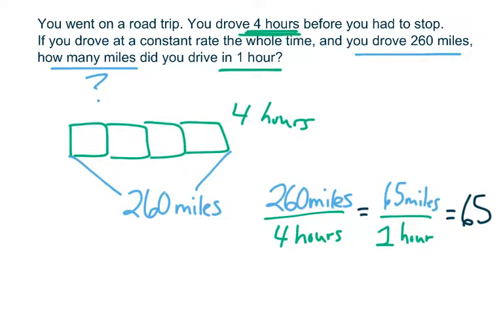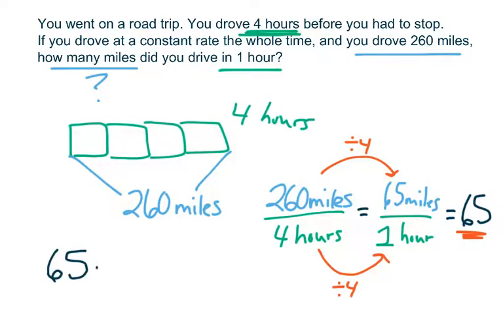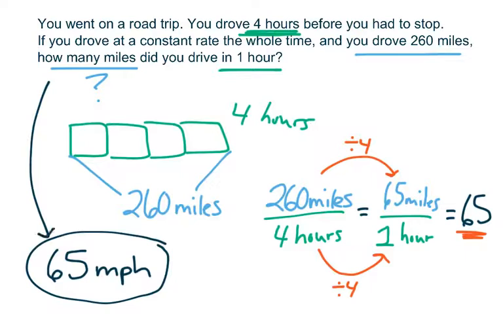So another way we could show it is we've done equivalent fractions where we divide the denominator and the numerator by the same number. So that's what we did here to get our simplified fraction. And now, when we simplify that fraction, 65 divided by 1 hour would be 65. And when we label that, our time here would be 65 miles per hour. So that's how many miles, to answer this question, 65 miles in 1 hour.